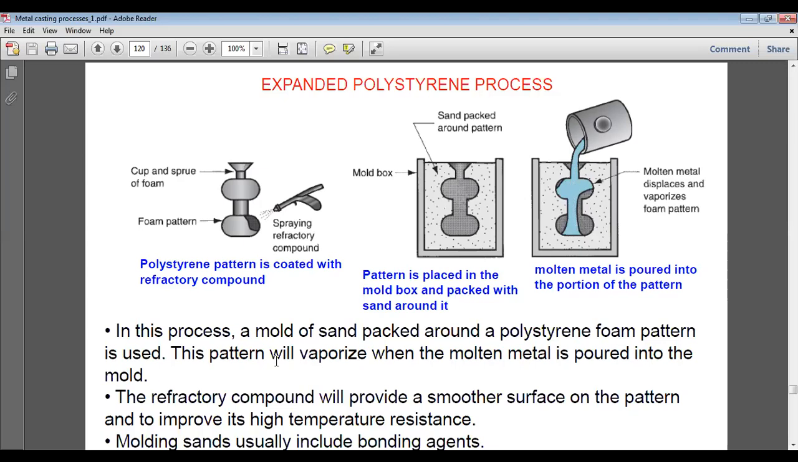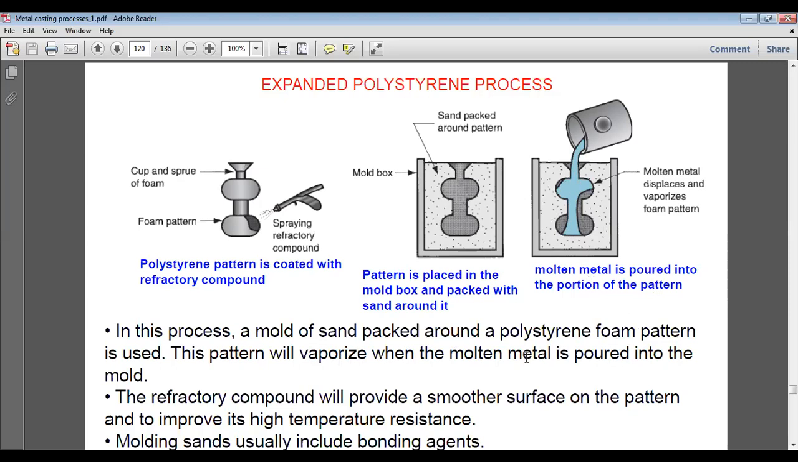So in this process, a mold of sand packed around a polystyrene foam pattern is used. This pattern will vaporize when the molten metal is poured into the mold. So at the elevated, high temperature, this pattern that is made up of polystyrene dries up or melts and comes out in the form of liquid or vapors. So this is the process.